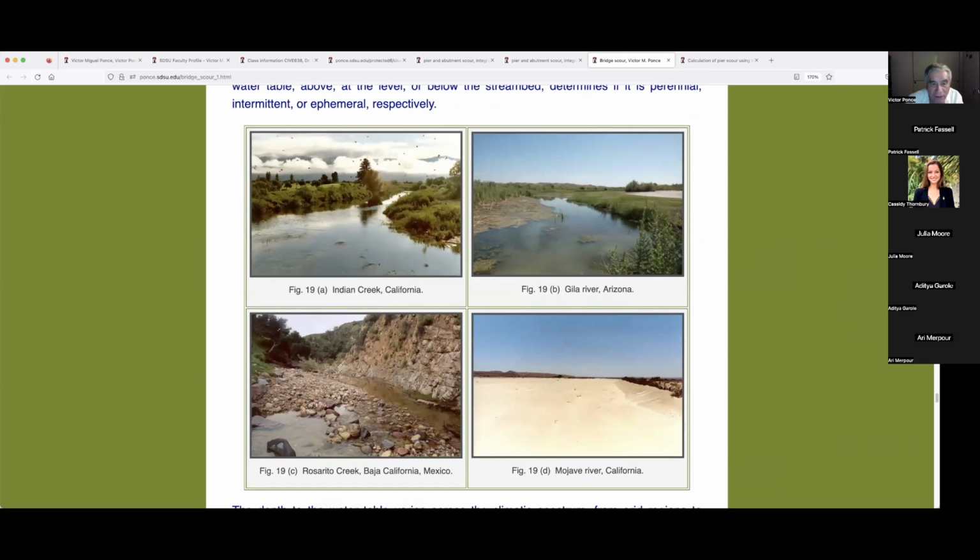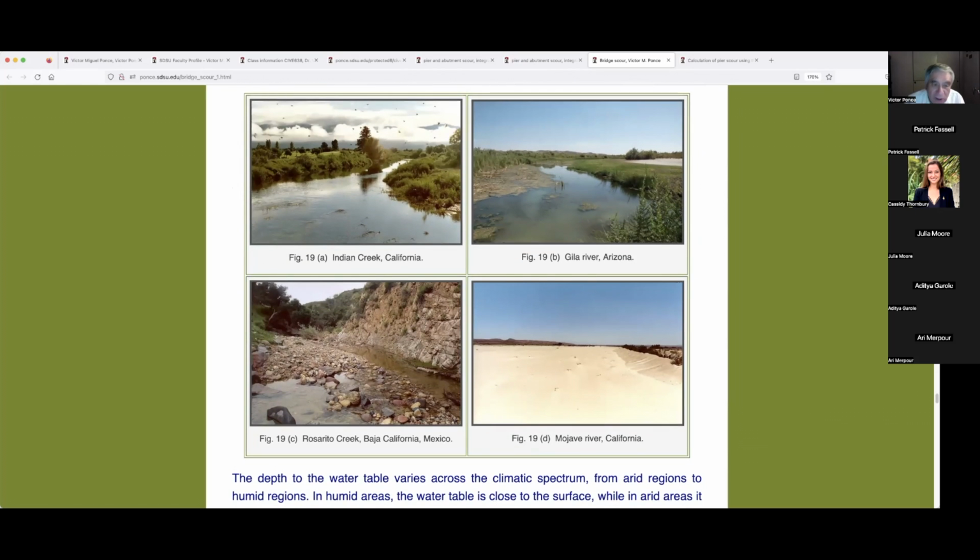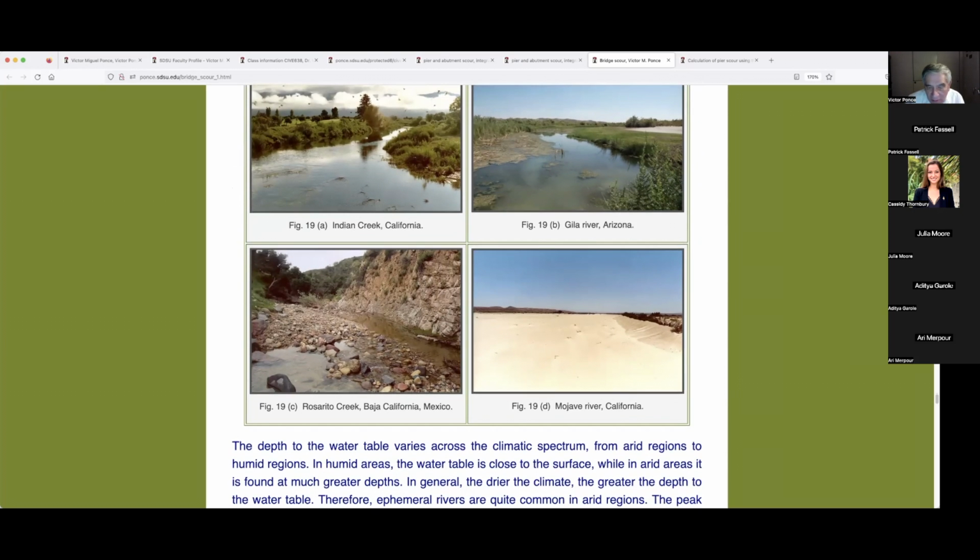Indian Creek in California. I was in Northern California on a project in the year 1990. The Gila River, I was in Arizona to visit the Welton Mohawk project, and I took a picture of the Gila River, which always interested me because one of my first jobs as a hydrologic engineer was in the Santa Cruz, which is a tributary of the Gila in Arizona. Rosarito Creek, we did a project in Rosarito Creek, maybe 20 years ago. And then the Mojave River.